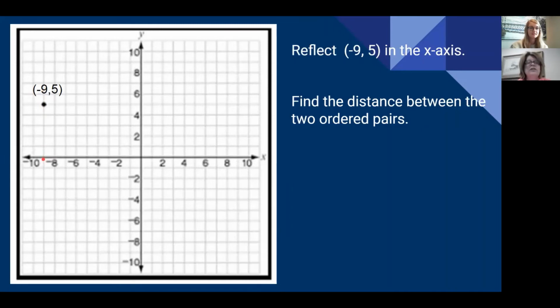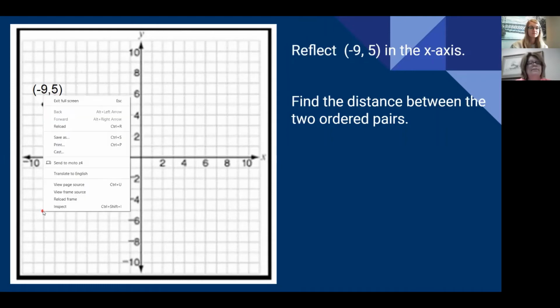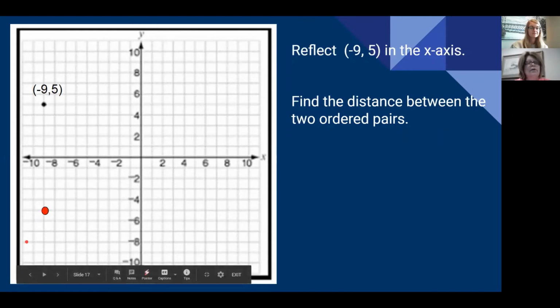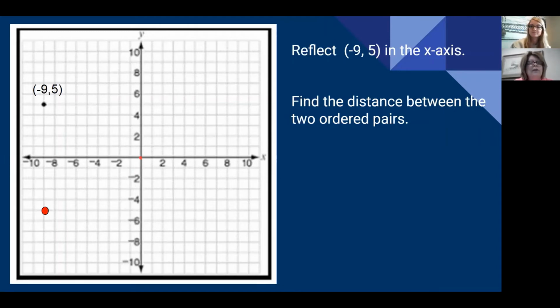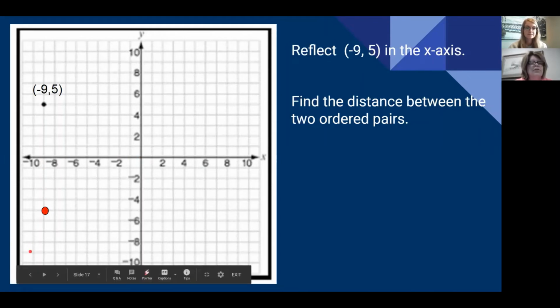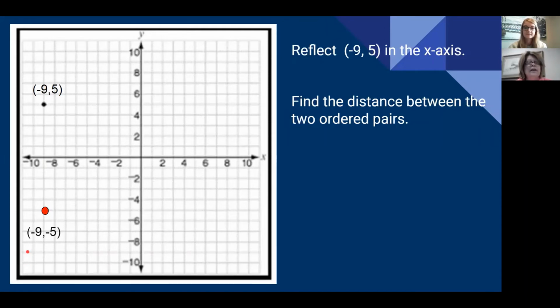So now I'm going to do the same thing on the opposite quadrant. So 1, 2, 3, 4, 5. So my point goes right there. And if I want to write the ordered pair, I count -9 on my x-axis and -5 on my y-axis. So my ordered pair is -9, -5. Easy. Just make sure you flip it or reflect it over the right axis. You have to read carefully.